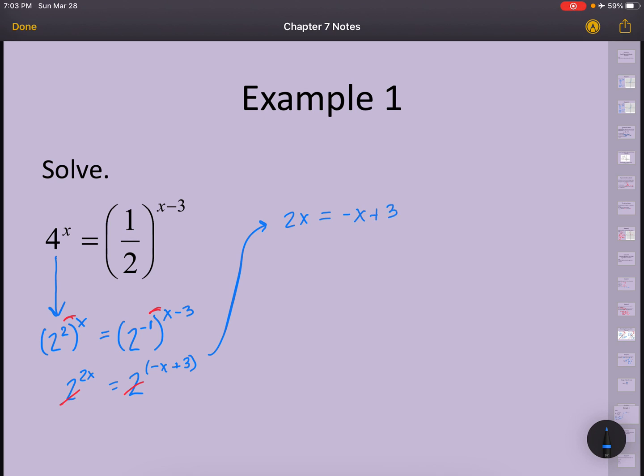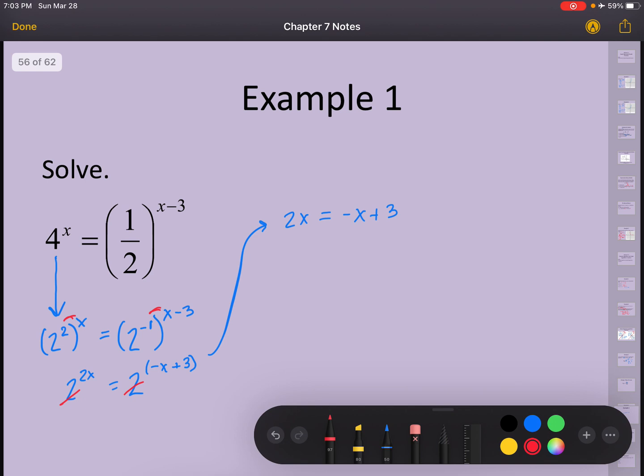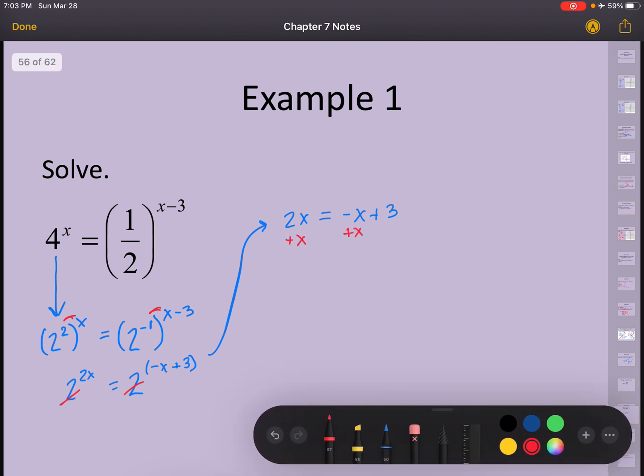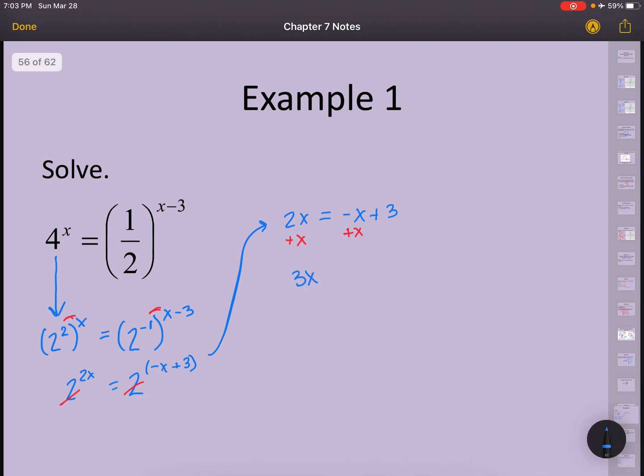And if I solve for x, I can add this x to the left-hand side. So I'll get 3x equals 3. And if I divide by 3, x will be 1.